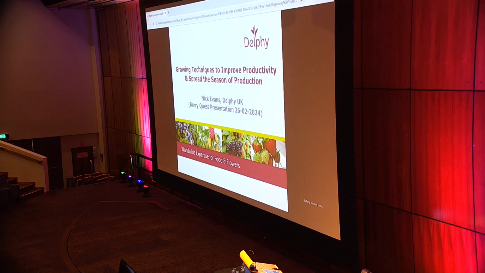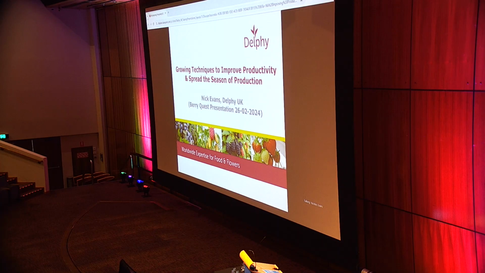So the subject that I'm presenting today is growing techniques to improve productivity and spread the season of production. The sections will be improving productivity, so trying to get more for less, improving water efficiency, so efficient scheduling, drain monitoring and sensors, and then looking at improving fertilizer efficiency, improved EC management and an analytical response. And then a little bit about looking at optimizing harvest efficiency, plant density, and a few thoughts about canopy management.